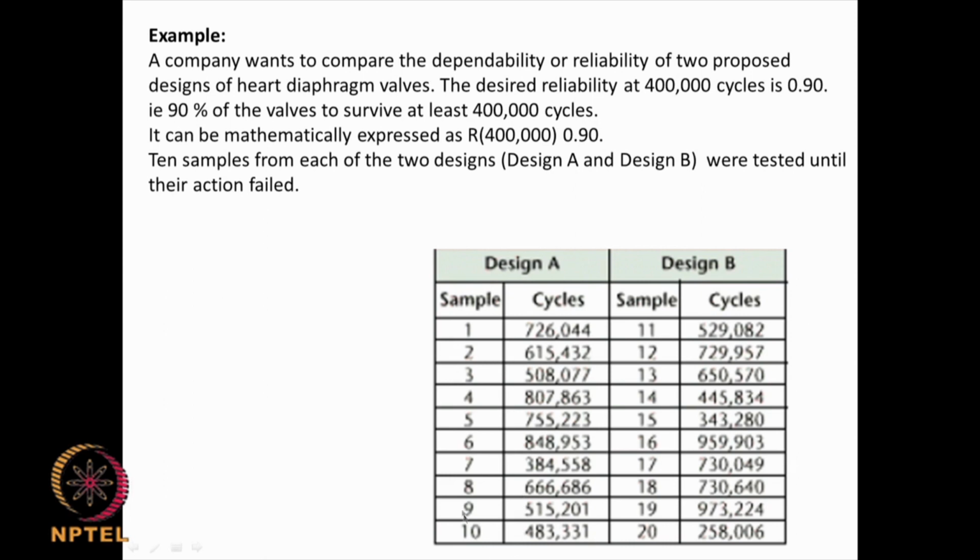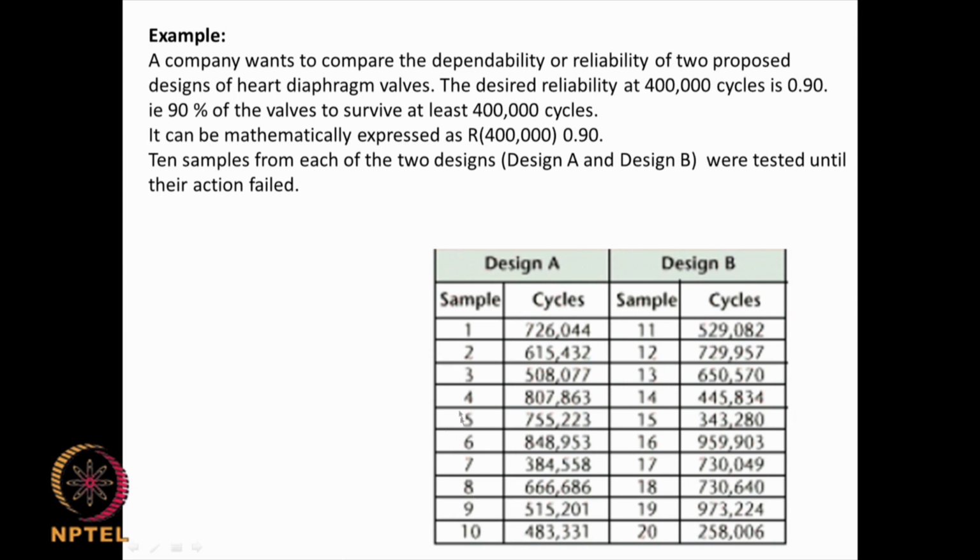So you take 10 samples from each of these designs and they were tested, and the cycle at which they failed is plotted here. So for example, sample 1 failed at the 726,044th cycle, sample 2 failed at the 615,432nd cycle. They are all from design 1 or design A. And if you look at these samples, sample 11, which was taken from design B, failed at the 529,082nd cycle. Now the question is, how do I calculate this q(t), the unreliability?